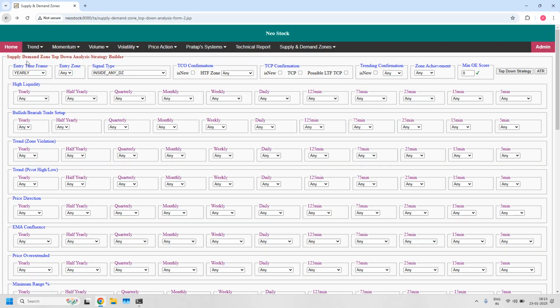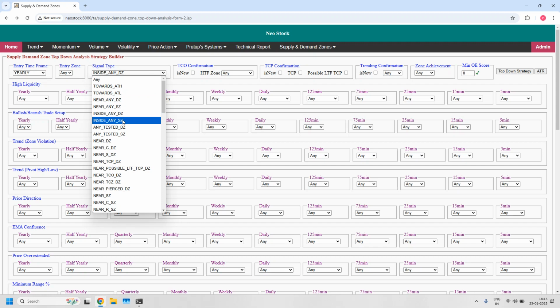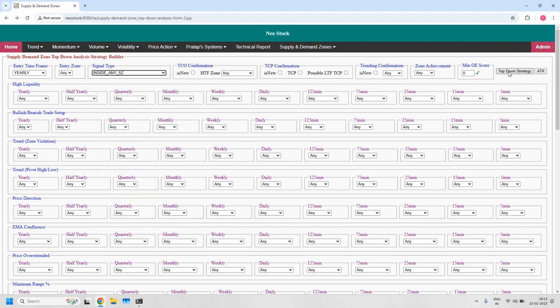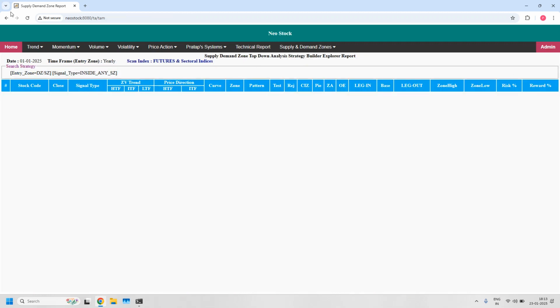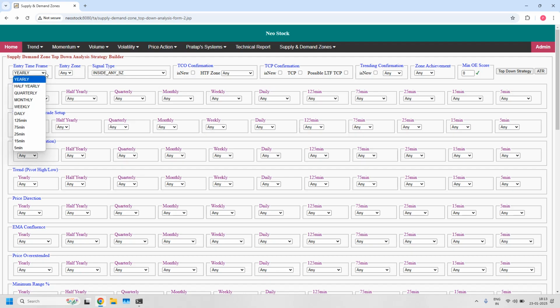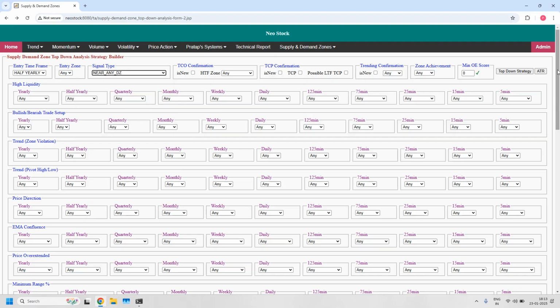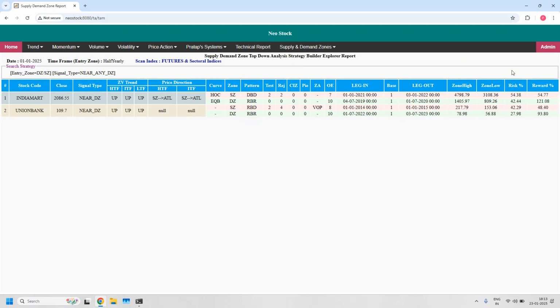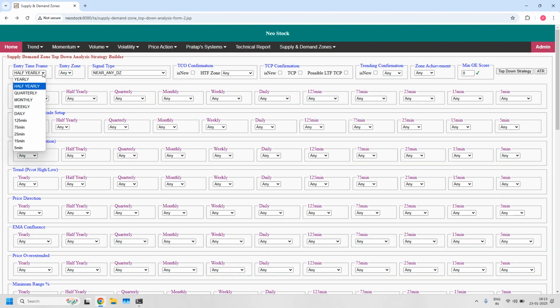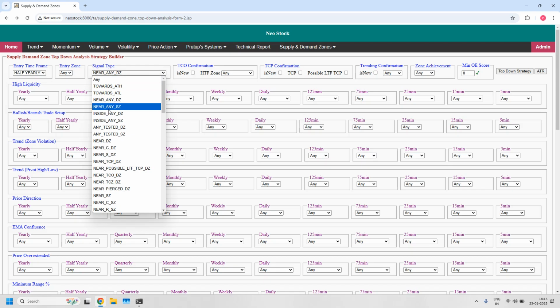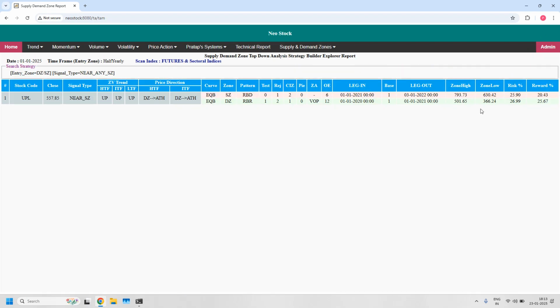Okay, next, yearly time frame. Stocks price closed inside the yearly supply zone. No stocks are available. Next time frame is half yearly. Stocks near half yearly demand zone. 2 stocks are filtered. Next, half yearly time frame. Stocks near half yearly supply zone. 1 stock is filtered.